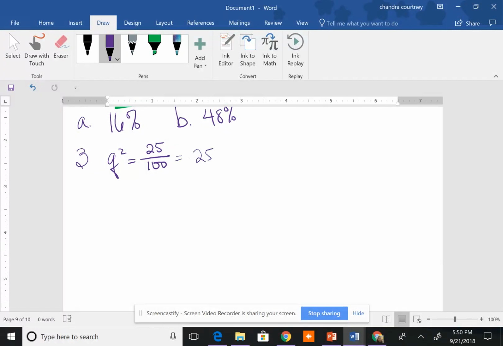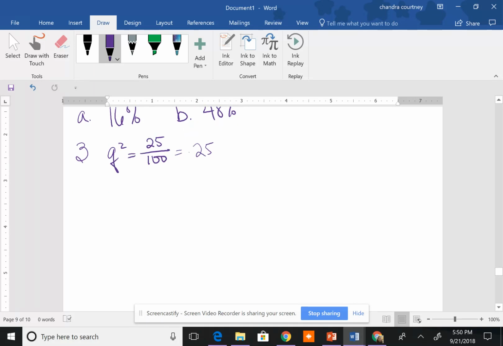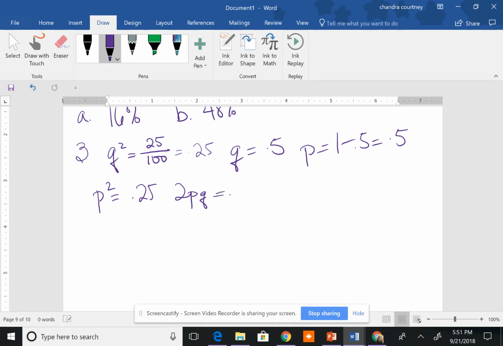Okay, so let's do the same thing. If Q squared is 0.25, then Q is going to be 0.5, because we square rooted 0.25. P is going to be 1 minus 0.5 to give us 0.5. P squared is going to be 0.5 times 0.5 to give us 0.25. And 2PQ is going to be 2 times 0.5 times 0.5 to give us 0.5.